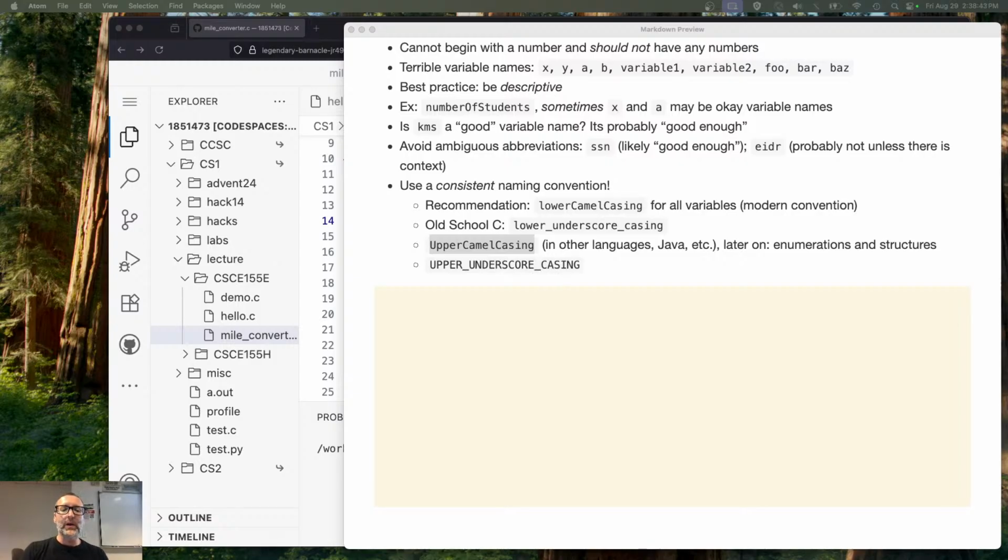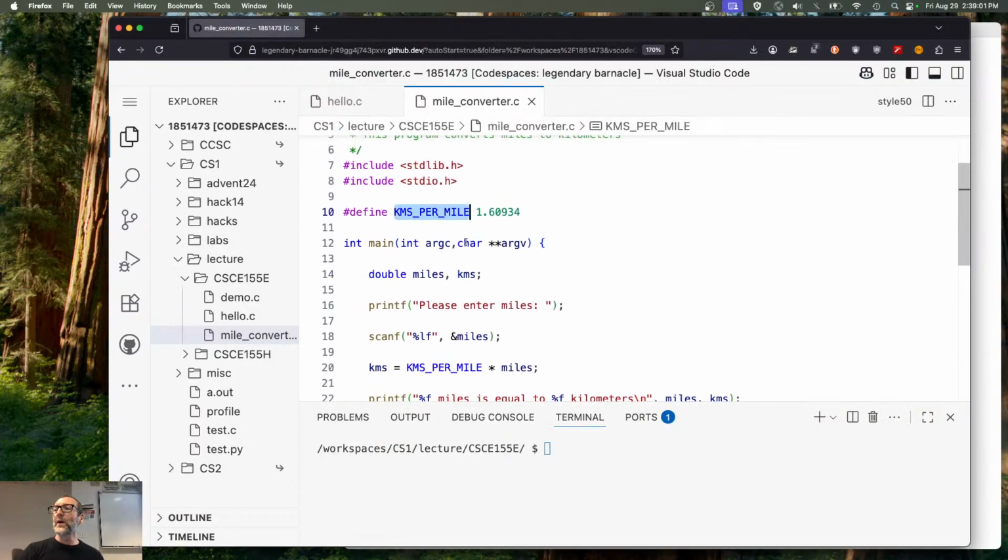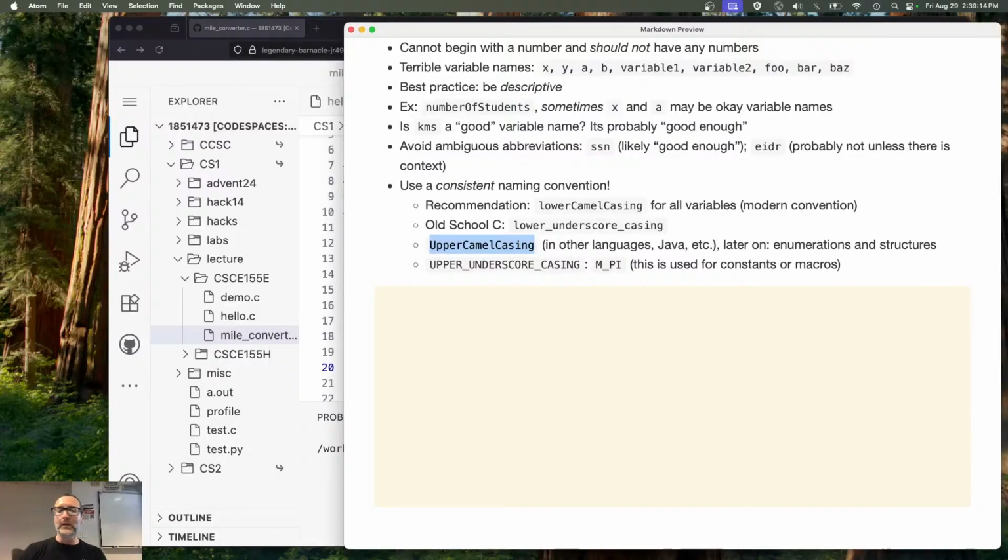Where have we seen this already? You remember? Constants, M_PI, M_E, right? In other words, this is used for constants, right? Or macros. I did this also in our program over here. KMS per mile, because it was a constant, it's not going to change, right? Even though it's technically not a constant, it's a macro. I made sure that it was all upper underscore casing so that you know that this is a constant right here, KMS per mile.